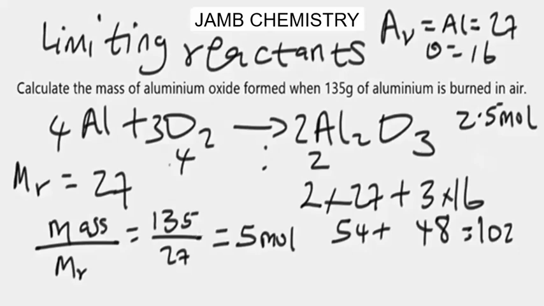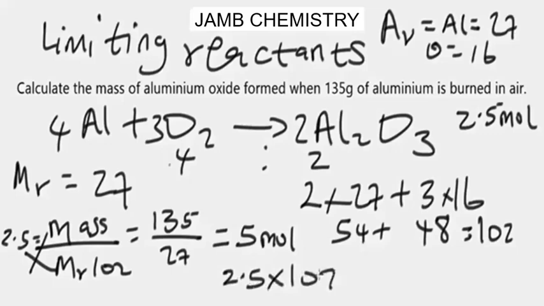But since we are asked to calculate the mass of aluminium oxide formed when 135 gram of aluminium is burned in air, to calculate the mass now, remember our formula for calculating mole is mass over relative formula mass or molar mass. So we now have the mole of aluminium oxide to be 2.5 mole, and the molar mass of aluminium oxide we got to be 102. When you cross multiply, the mass of aluminium oxide will be 2.5 mole times 102. When you punch in the calculator, you're going to have 255 gram of aluminium oxide.